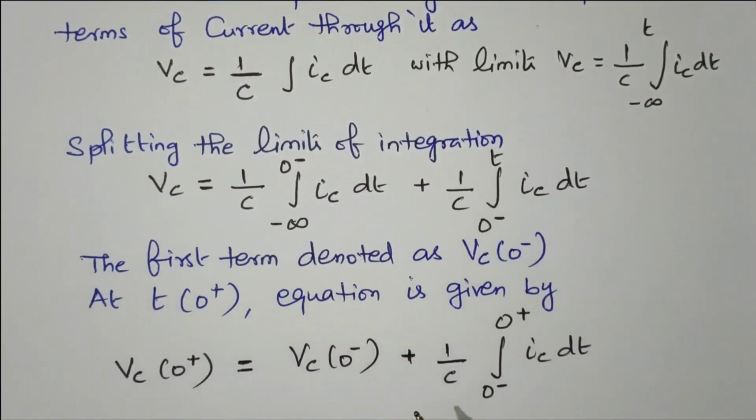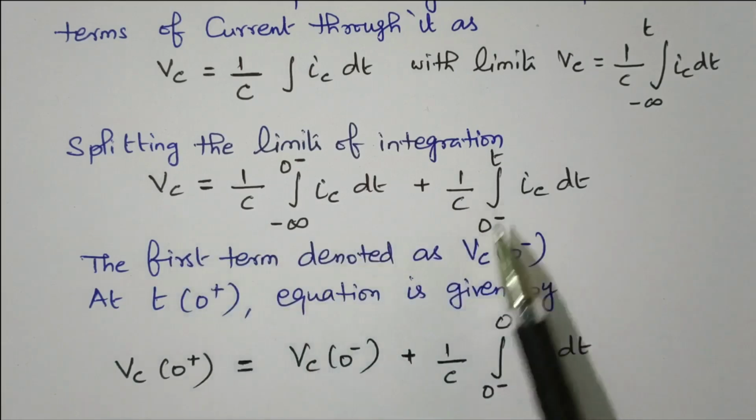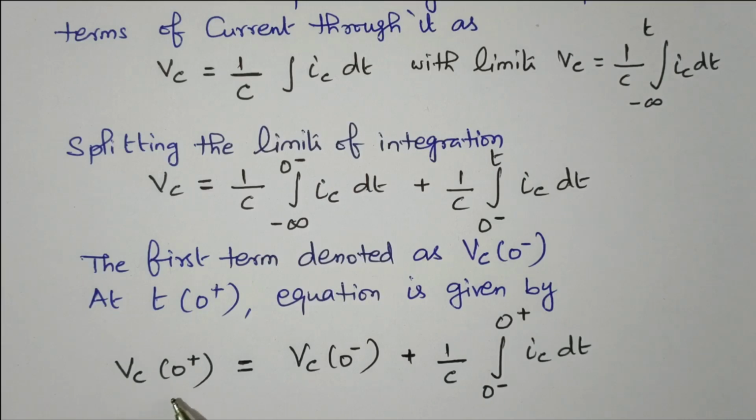At T equal to 0 plus, the equation is given by VC 0 plus, equal to VC 0 minus, which is the voltage across the capacitor before switching, plus 1 by C integral from 0 minus to 0 plus of IC dt, right? So this equation is rearranged as VC 0 plus, the voltage after switching, equal to the voltage before switching plus 1 divided by C integral from 0 minus to 0 plus of IC dt, right? Now we'll see what happens further.